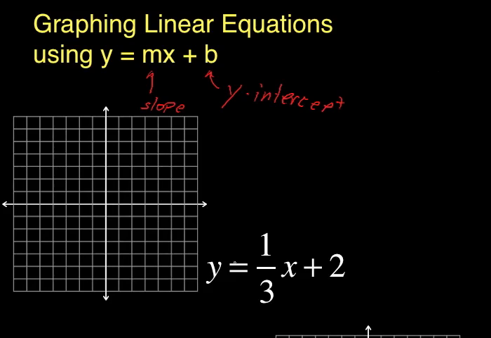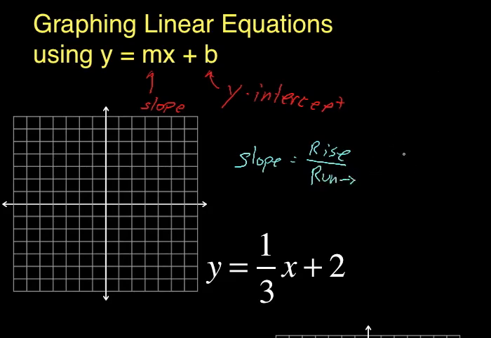So in this case, the first example, y equals 1/3 x plus 2, the y-intercept is plus 2. The slope is 1/3. Now before we go on, let's talk about what the slope means. Slope is defined as rise over run. And when we say run, we mean run to the right.